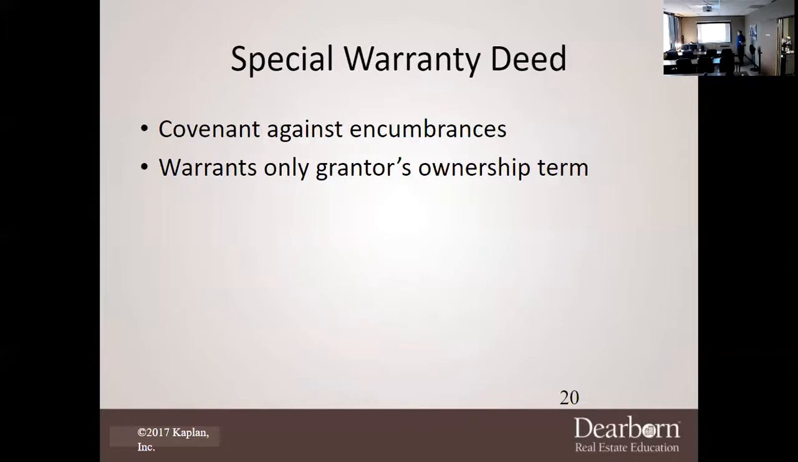Now, a covenant against an encumbrance, this deals with your special warranty. It warrants only the grantor's ownership for their particular term. So what does that mean now, Stephen? What exactly does it mean that it warrants only for that particular term? What does that mean to you, sir? They don't know what happened before or after that term, right?